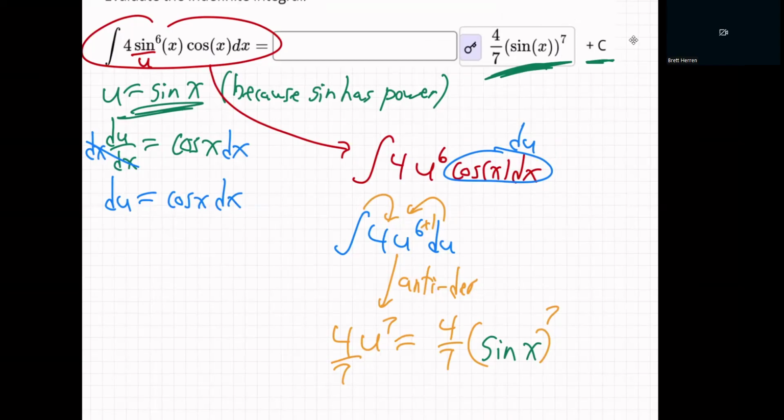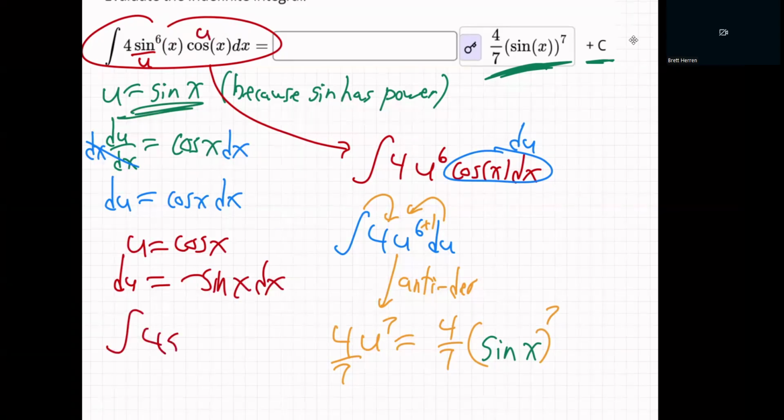So you always want to let u be the one with the power. If cosine was to the seventh power and sine didn't have one, we would start with u equals cosine. Whichever one has the power on it is the one you want to start with, because then when you do the derivative, you'll get the other one. Let me show you real quick the other way. If I started with cosine x, then the derivative of cosine is negative sine, with the dx. You'd say, okay, this cosine is u, and then you'd have 4 sine to the 6 u dx.